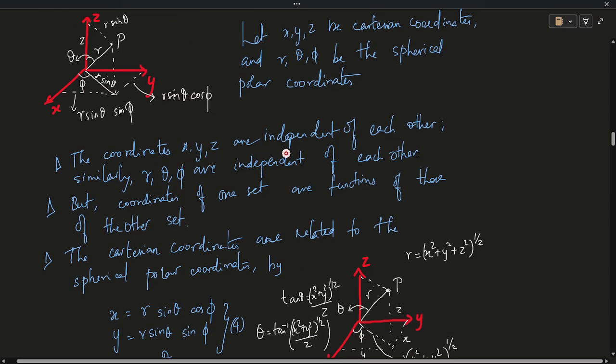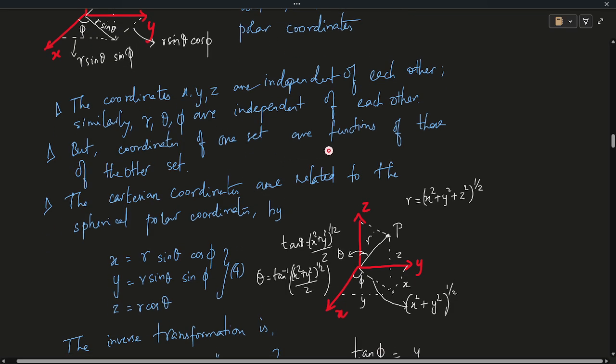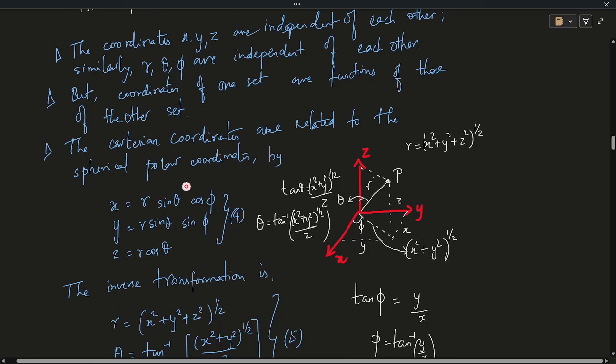The coordinates x, y, z are independent of each other. Very similarly, r, theta, and phi are also independent of each other. Now we want to write one set of coordinates as a function of the other set of coordinates. The Cartesian coordinates are related to the spherical polar coordinates by these equations.